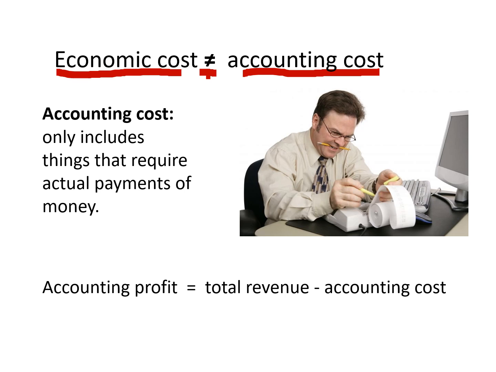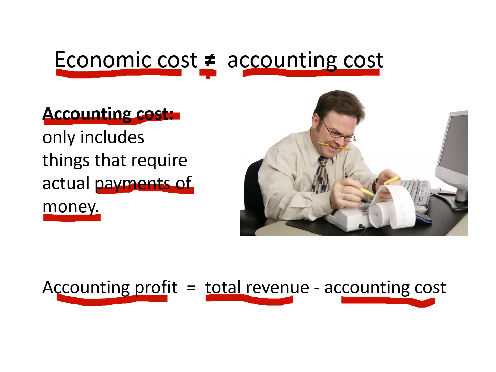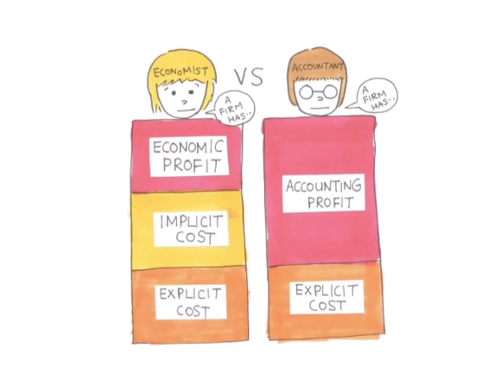Okay, so in the accounts, it will only show things that require the payment of money. So an accounting profit will be calculated by taking the total revenue and subtracting the accounting cost. It will not include the implicit cost, which is the opportunity cost. So this shows that an economic profit that a firm might make will look a lot less than the accounting profit, because the accounting profit is not taking into account these implicit costs, which are eating into the economic profit.